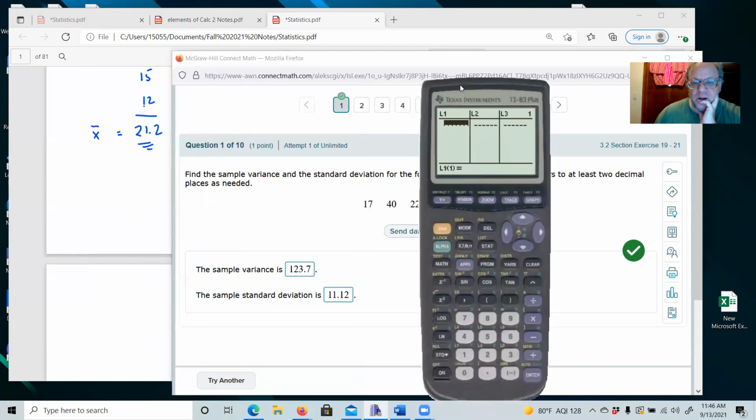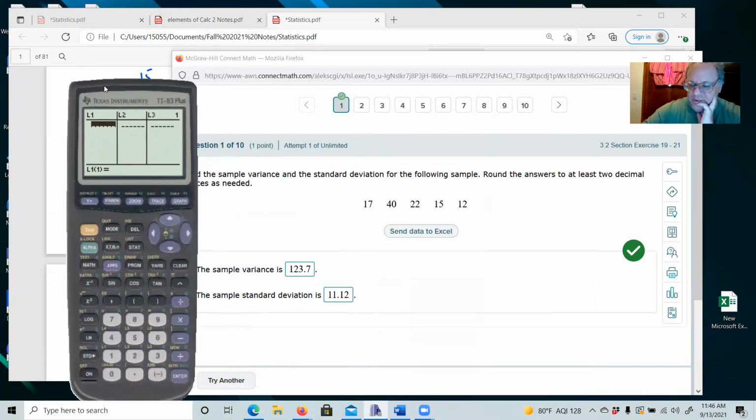Okay, so on list 1, we're going to just punch in 17, 40. I'm just hitting the enter button to get to the next one. You could also hit 22 and then hit the down button. Okay, so putting this in is not that terrible. Okay, and 12. All right, here we go. Pause for a moment. All right, please forgive me. So let's see here. We have 40, 17, 40, 22, 15, 12. Doesn't matter which order you put these in.